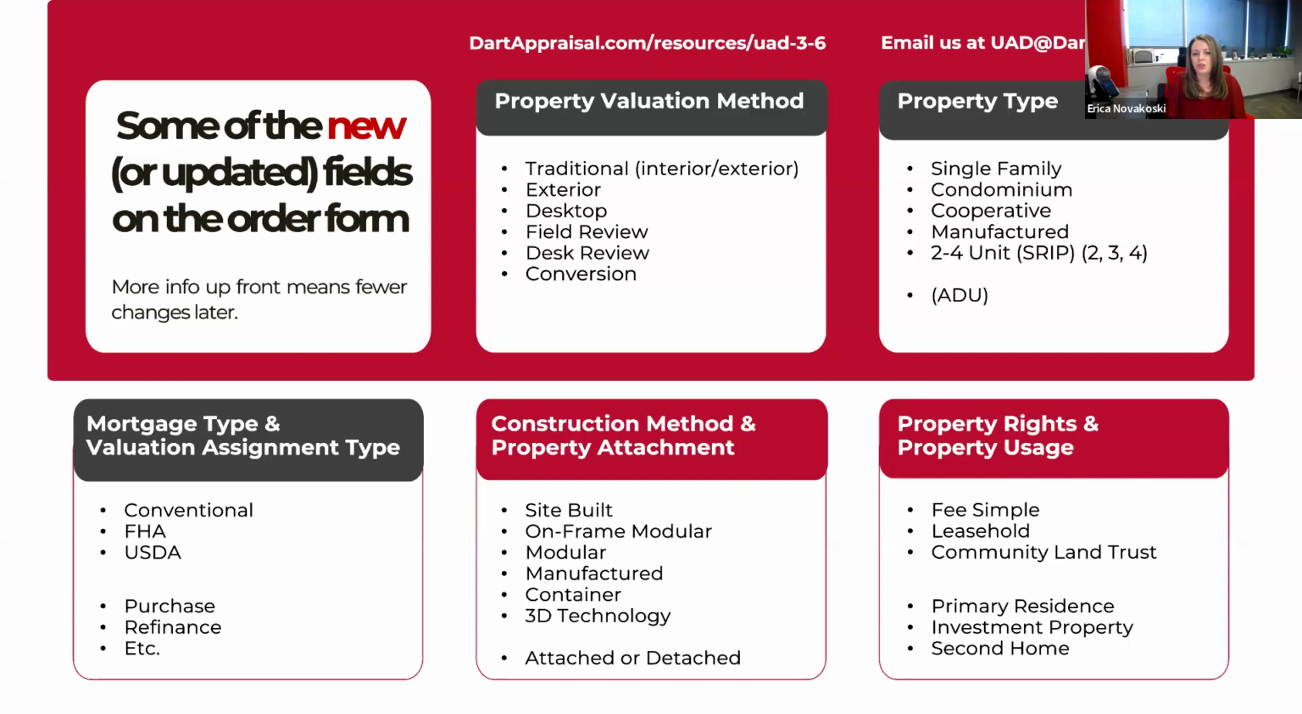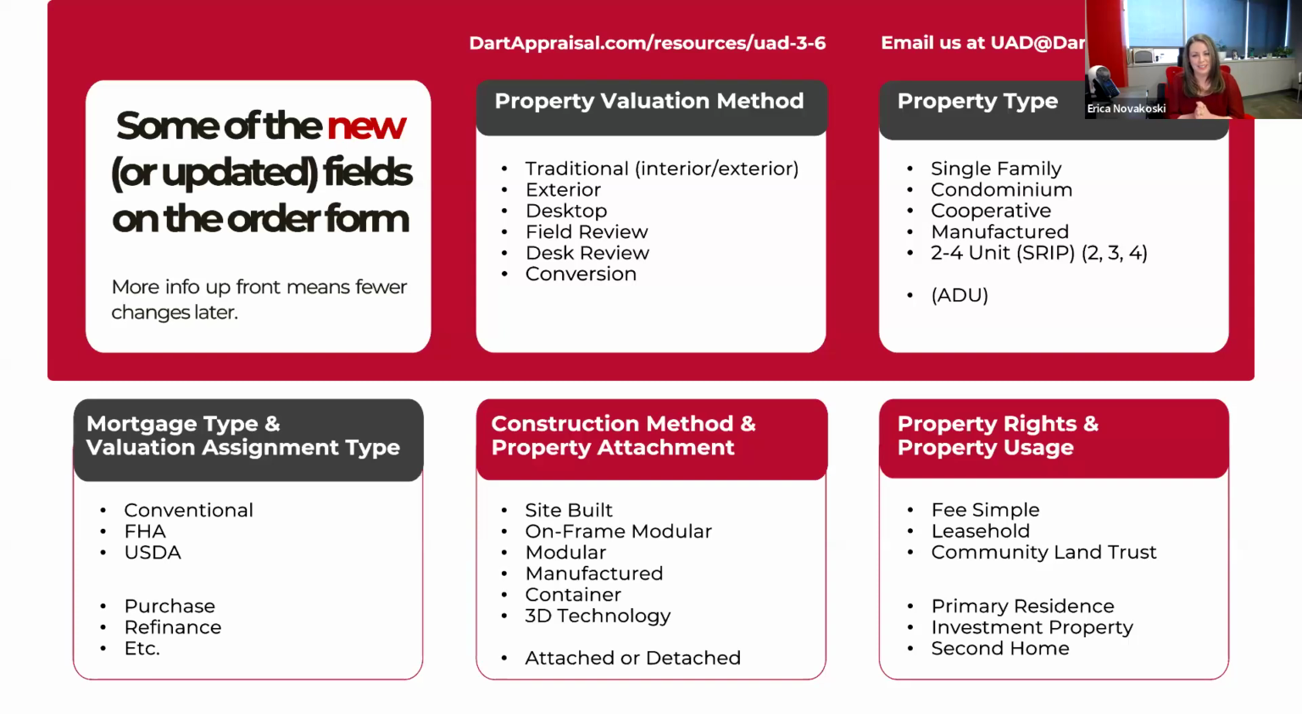Below that, we see valuation assignment type. This is the list of loan purposes that you're used to seeing: purchase, refi, HELOC, new construction, etc. And now we have arrived at the new fields. These are the ones that are going to require some additional pieces of information that you're probably not used to including on an order form. Construction method, that's looking at whether a subject property is site-built, modular, on-frame modular, manufactured container, or 3D technology. There will be an other option for this field too, along with a lot of the others on here.